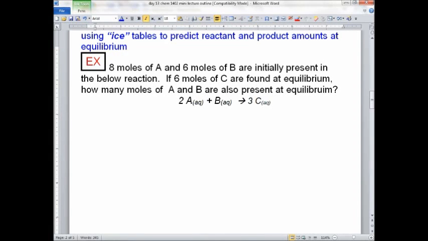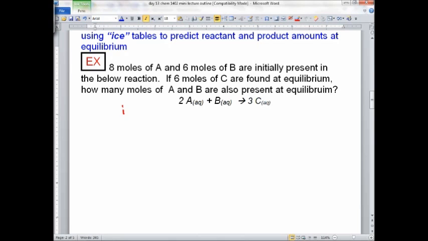We have 8 moles of A and 6 moles of B initially present. Okay? So you see the reaction, 2A plus B gives 3C. We have 8 moles of A, 6 moles of B present. But they find out, I don't know how long they had to wait, but you ended up with 6 moles of C at equilibrium. The whole question is, how many moles of A and B are also at equilibrium then? So what we're going to do is called an ICE table.